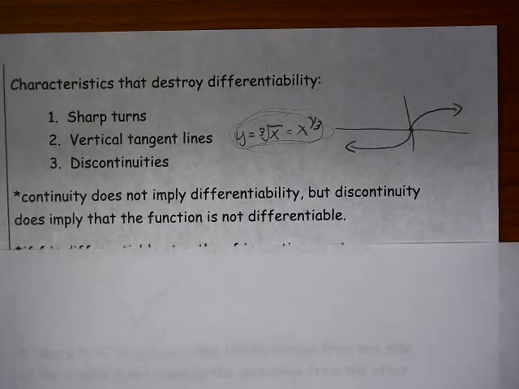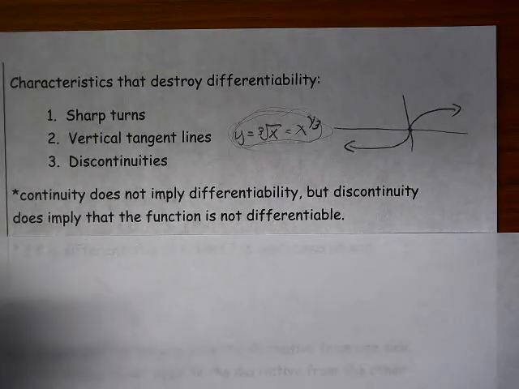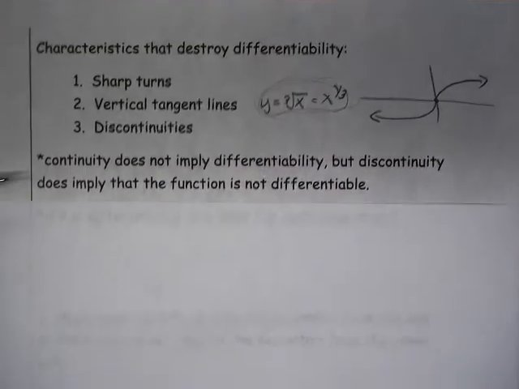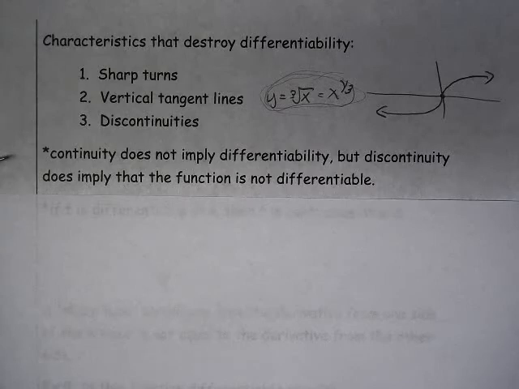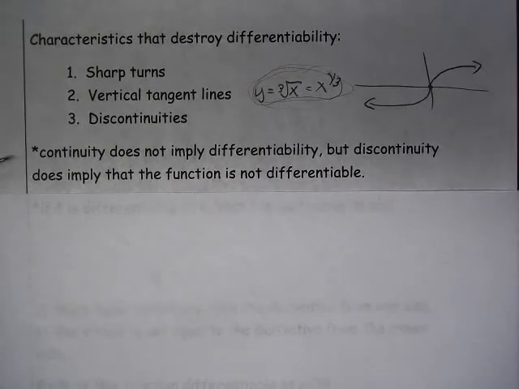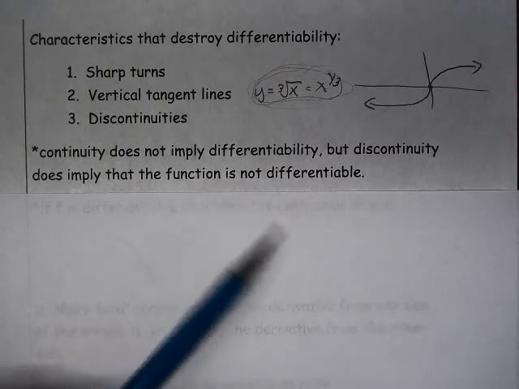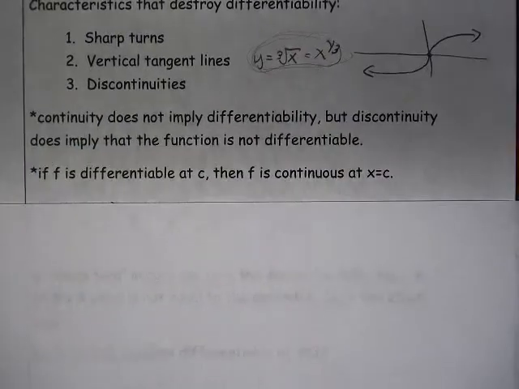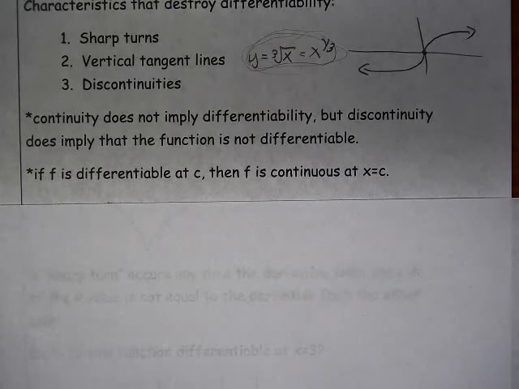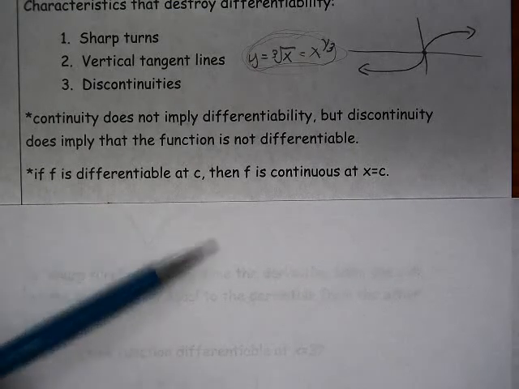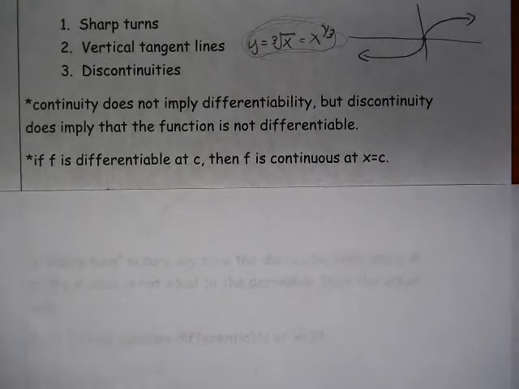The important thing to remember is that just because a function is continuous does not necessarily mean it's differentiable. We may have a vertical tangent line or a sharp turn even if the function is continuous, but if we do have a discontinuity, then the function is definitely not differentiable. And it works the other way as well. If f is differentiable at a certain place, then that function must be continuous there.